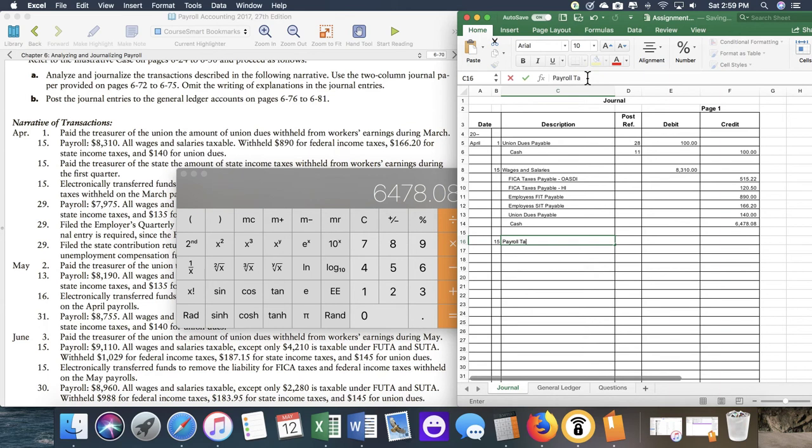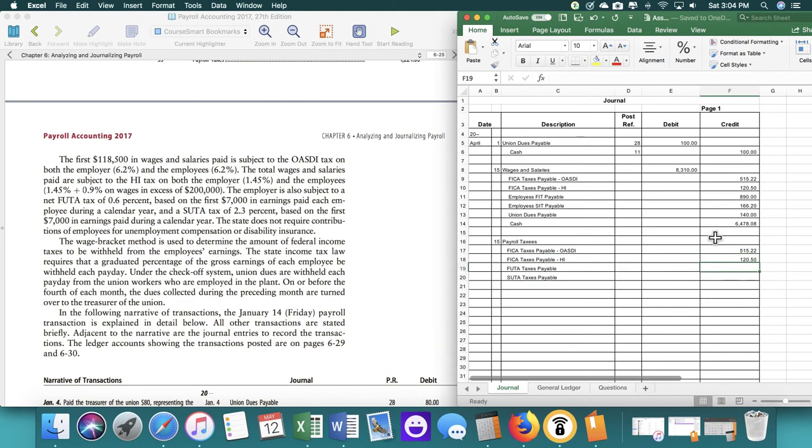So we're going to have payroll taxes. And we're essentially going to have the same thing, except we have FICA taxes payable, OASDI, FICA taxes payable, HI, and then we're going to have our FUTA taxes payable, FUTA and SUTA.